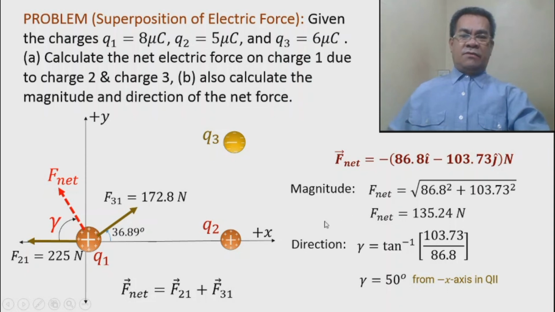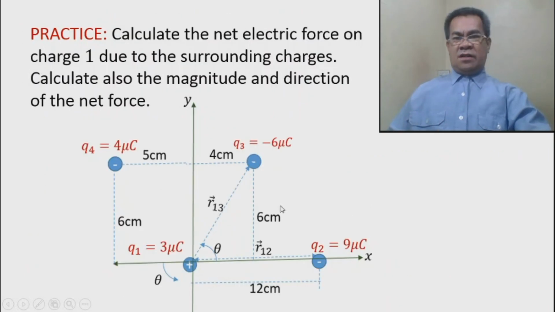Okay? So, for your practice, I have this problem. Now, you are all encouraged to solve this problem. This is the charge 1. And we have 3 surrounding charges. And we have this given information. So, all you need to do is to find the force on this charge. You have to calculate the magnitude and direction.